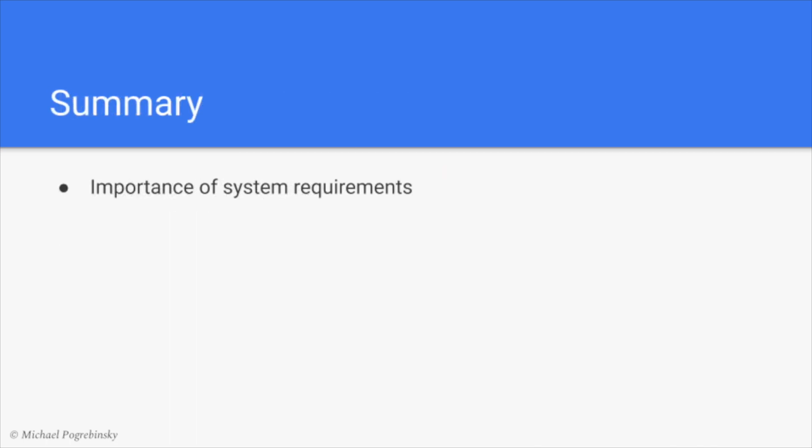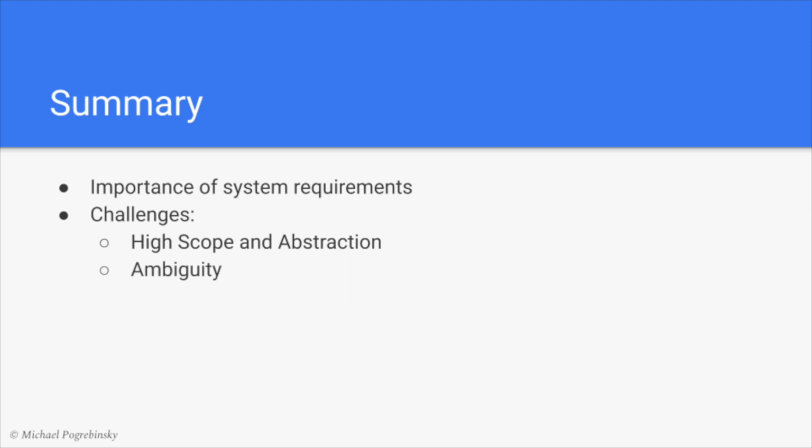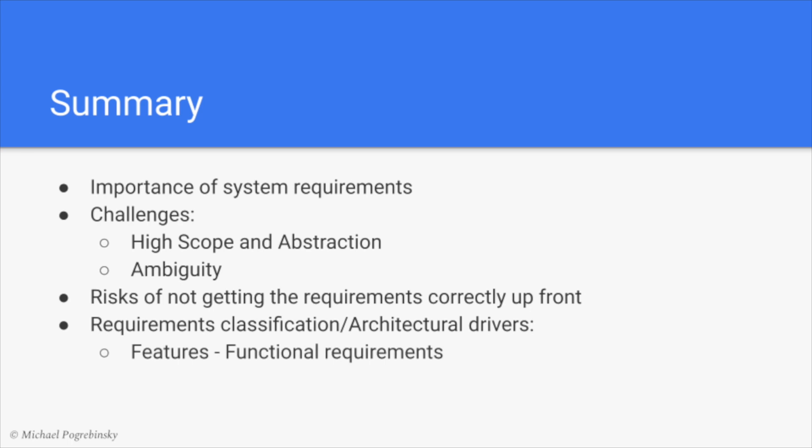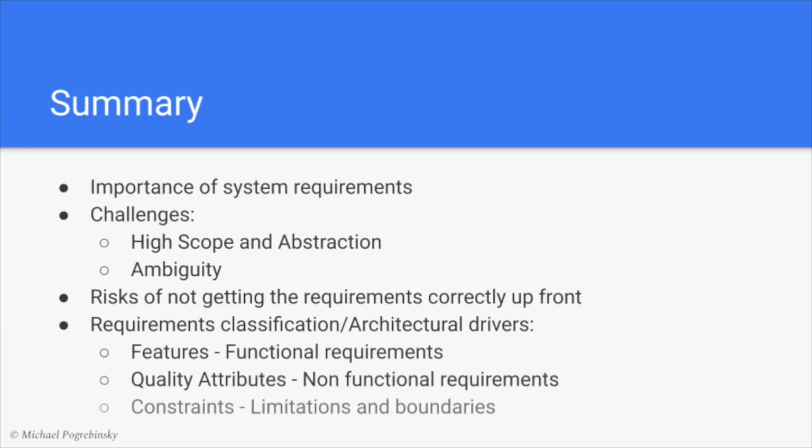In this lecture, we learned about the importance of requirements in the design of large-scale systems. We discussed a few challenges of gathering those requirements, such as the large scope and the ambiguity that we may not be familiar with coming from a smaller scale programming world. After that, we talked about the risks of not getting those requirements correctly up front. And finally, we classified those requirements into three groups, which are also called the architectural drivers of the system. Those three groups are the features of the system, the quality attributes, and the system's constraints.